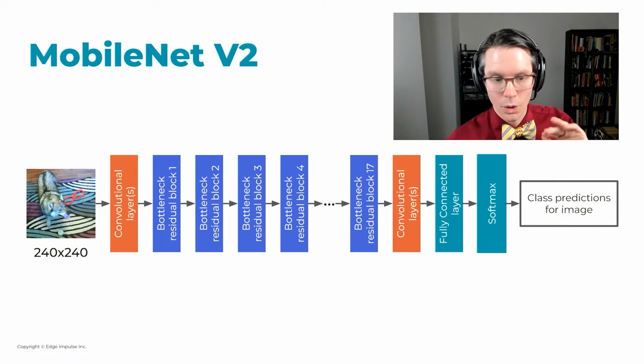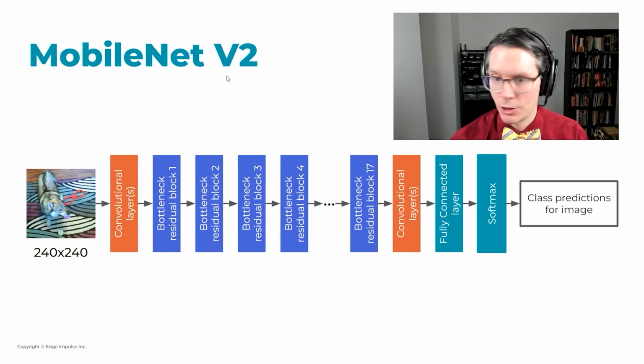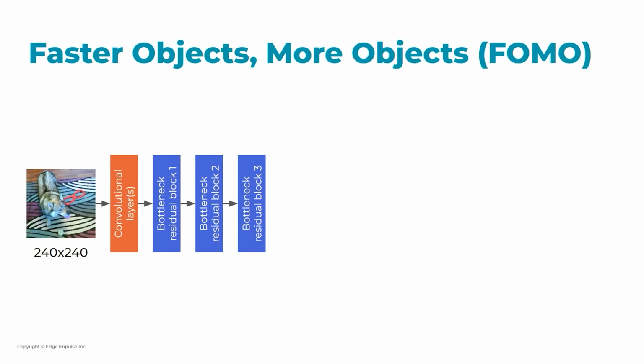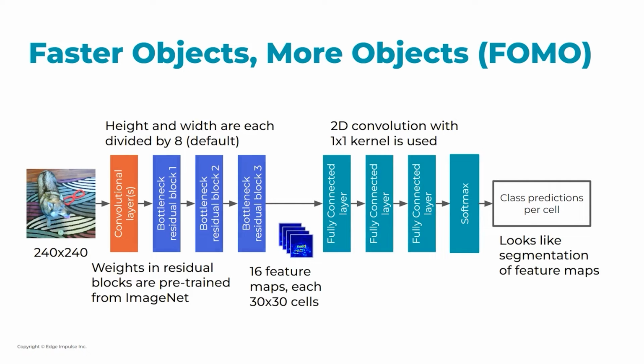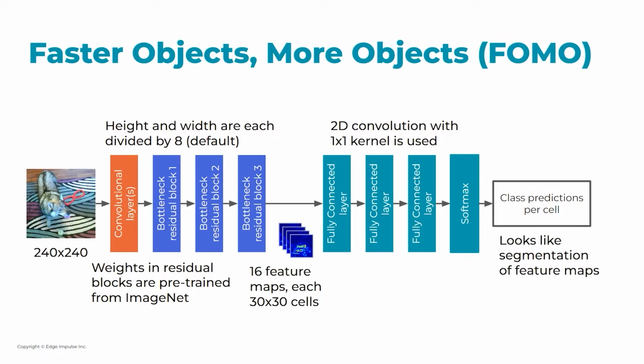So what we do for FOMO is we actually take MobileNet and we slice it. We slice after that third residual block, and we create essentially a classifier for each of these cells, these feature maps that are coming out of that third residual block. And because we are using these residual blocks, that 240 by 240 image, it could be 96 by 96, take your input image of choice, that gets divided down 8 times.